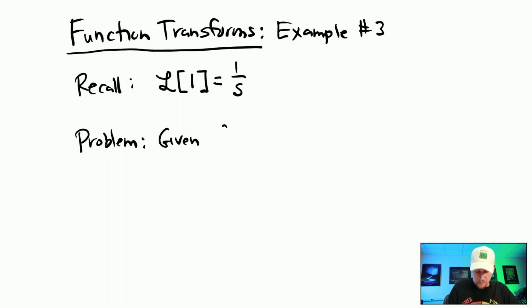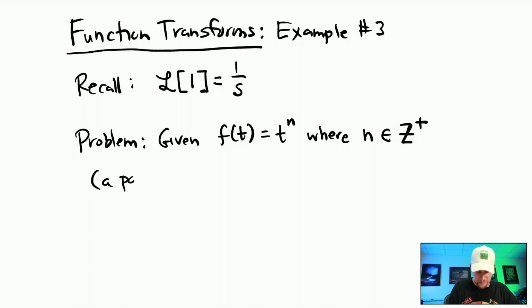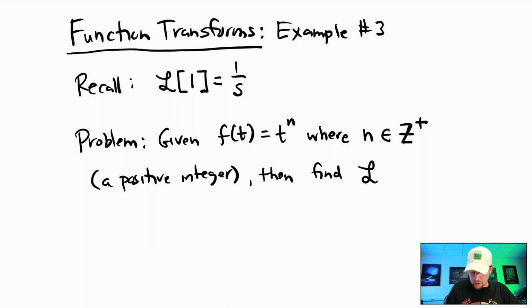Suppose that I'm given f of t to be of the form t to the n, where n is a positive integer. So it is in the domain of the positive integers. That's the fancy way to say it. So a positive integer. Then find the Laplace transform of this.